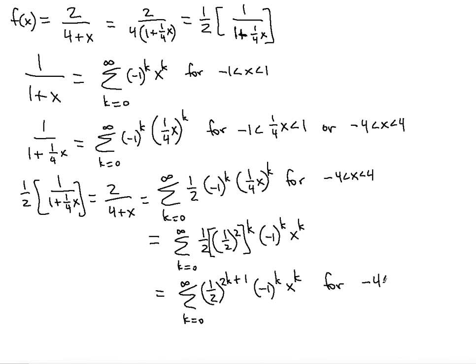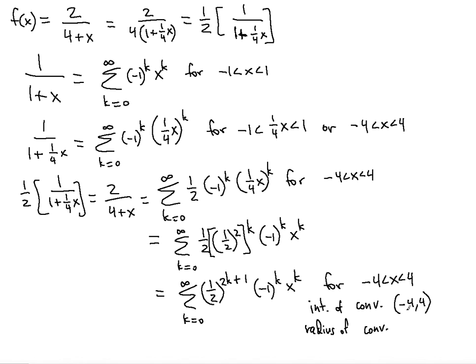So we'll have negative 4 is less than x is less than 4, right? So the interval of convergence is going to be open from negative 4 to 4, right? So between the x values of negative 4 and 4, the power series representation converges, represents exactly the function 2 divided by 4 plus x. If you graph it, you will see it's going to be the same exact curve between the x values of negative 4 and 4.